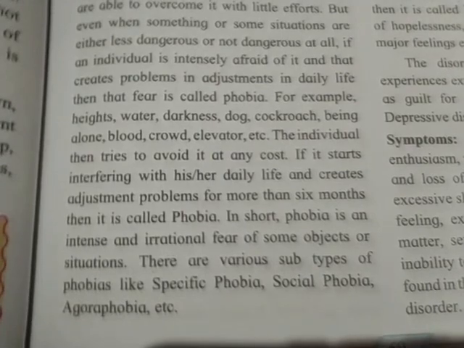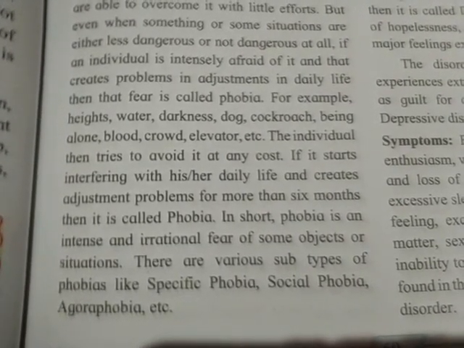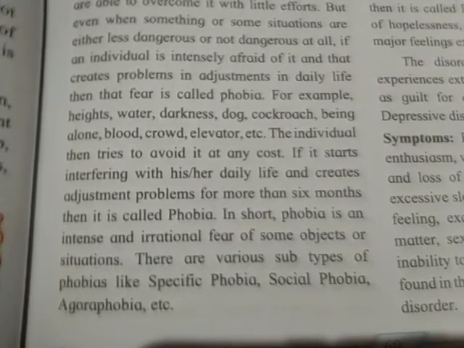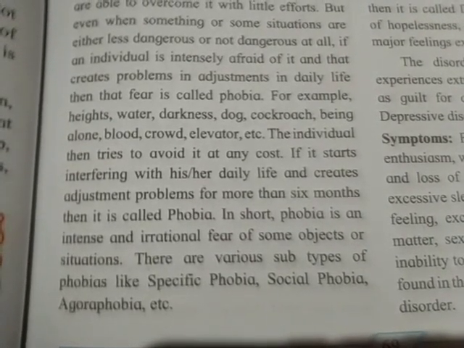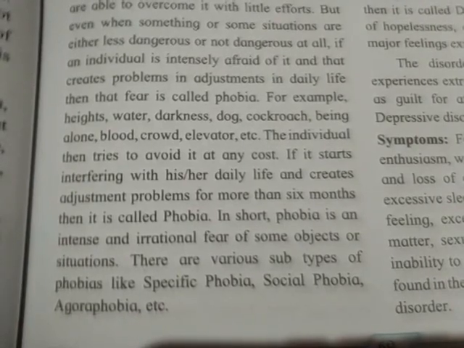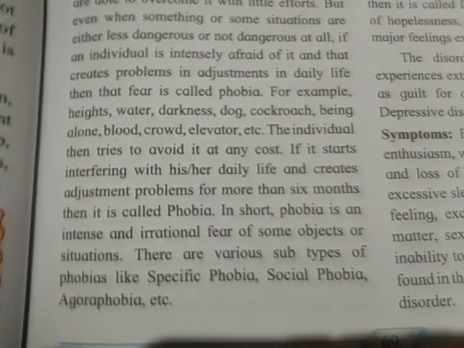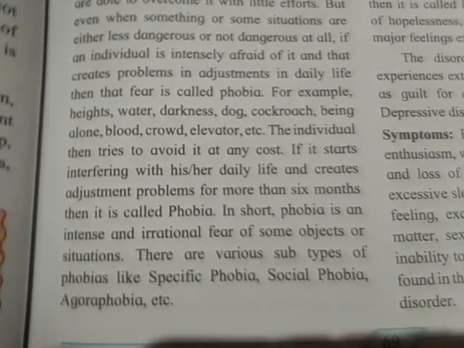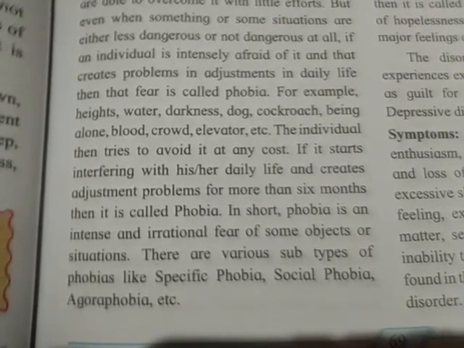If it starts interfering with his or her daily life and creates adjustment problems for more than 6 months, then it is called phobia. In short, phobia is an intense and irrational fear of some objects or situations. There are various subtypes of phobias like specific phobia, social phobia, agoraphobia, etc.